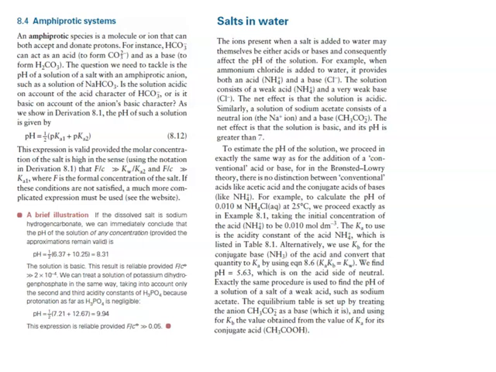The question we need to tackle is the pH of a solution of a salt with an amphiprotic anion, such as a solution of NaHCO3. Is the solution acidic on account of the acidic character, or is it basic on account of the anion's basic character? As shown in the derivation, which is in the text, the pH of such a solution is given by the following: pH equals 1/2 the quantity pKa1 plus pKa2. This expression is valid provided the molar concentration of the salt is high in the sense used in the notation derived in A1, where F is the formal concentration of the salt.